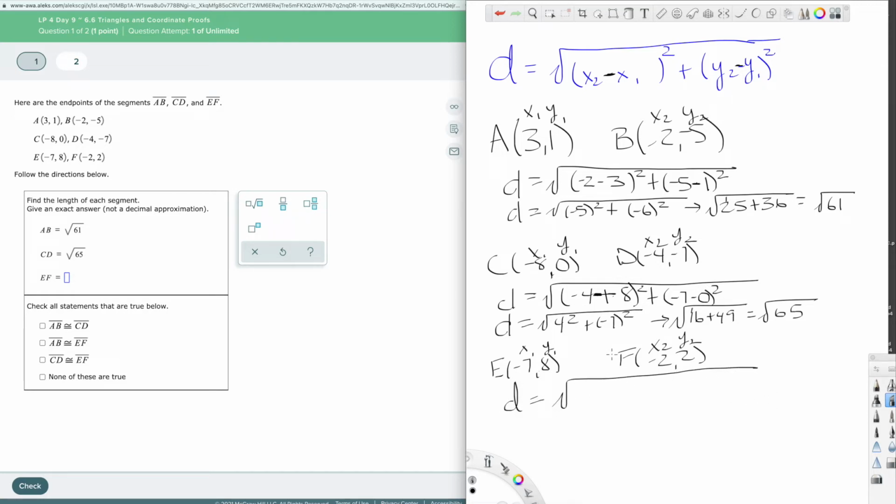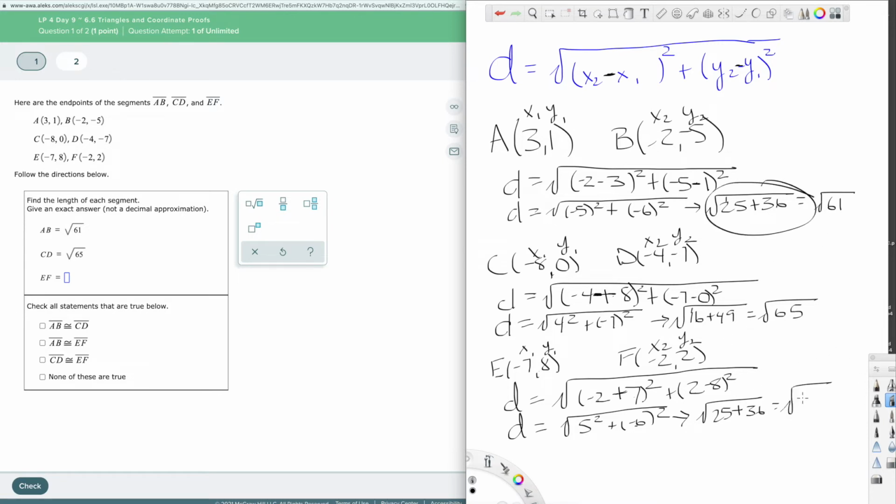So I have -2 minus -7. Remember, that's going to turn into plus. And then plus 2 minus 8 squared. So I end up with -2 plus 7, well, that's 5 squared. Plus 2 minus 8, well, that's -6 squared. So then I end up with 25. 5 squared is 25, plus -6 squared is 36. So this added together is actually the same thing as up here. So I'm going to end up with the square root of 61.